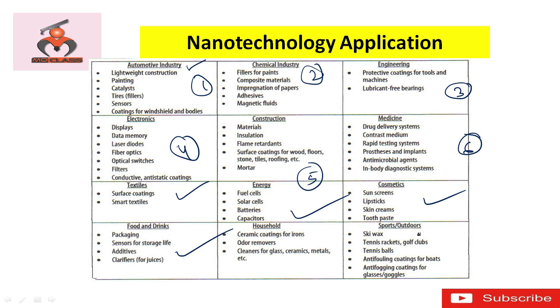And in case of your sports and other applications, we can make all the components that are used for sports, that is your tennis racket. It will have very high strength if you use nanomaterials to manufacture the sports equipment. Here, tennis rackets, tennis balls, coating for boats, anti-fouling coating for boats, and anti-fogging coating for your goggles or glasses.